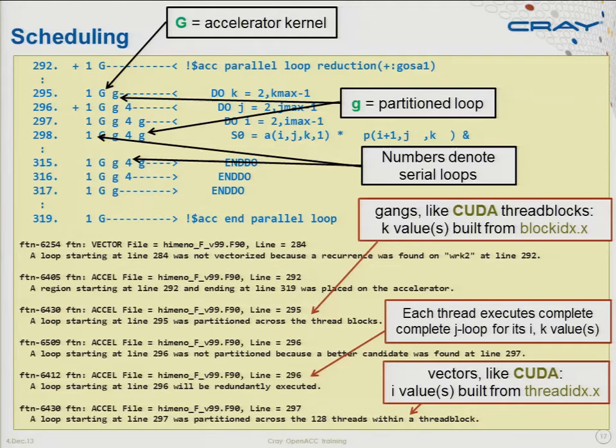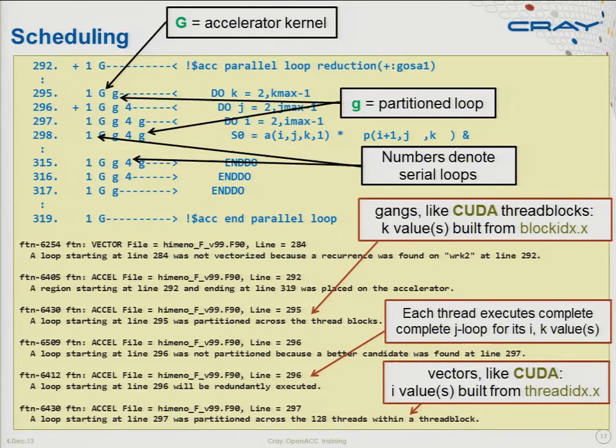Why not? Because the compiler is trying to balance how many threads there are. More threads is better, but if the threads have no work to do, that's not good either. So it's keeping the J loop complete for each thread so it has enough work to do. So this is a decision that it's making.